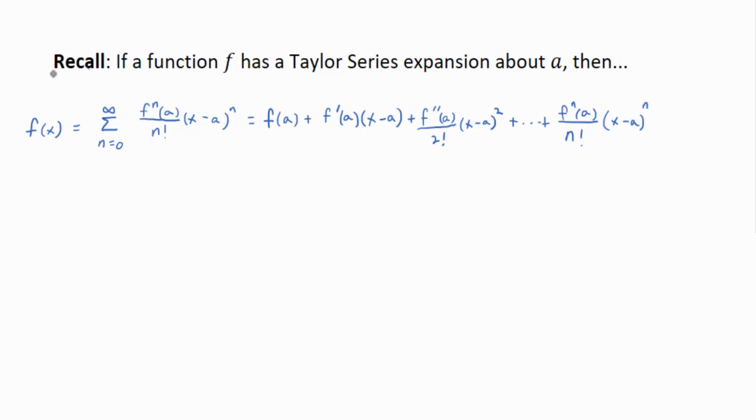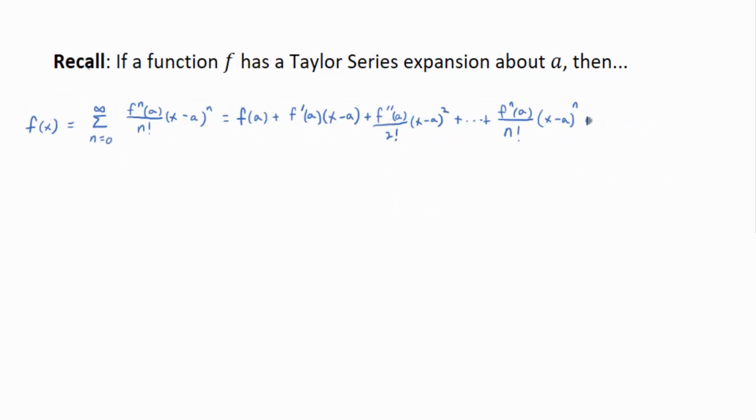What would the n plus first term look like? The very next term after the nth term, that's what we just wrote down. What would the n plus first term look like? You got it. So f superscript n plus 1, the n plus first derivative evaluated at a divided by n plus 1 factorial times x minus a to the n plus 1. And then let's go ahead and put in our plus dot dot dot because it never stops.